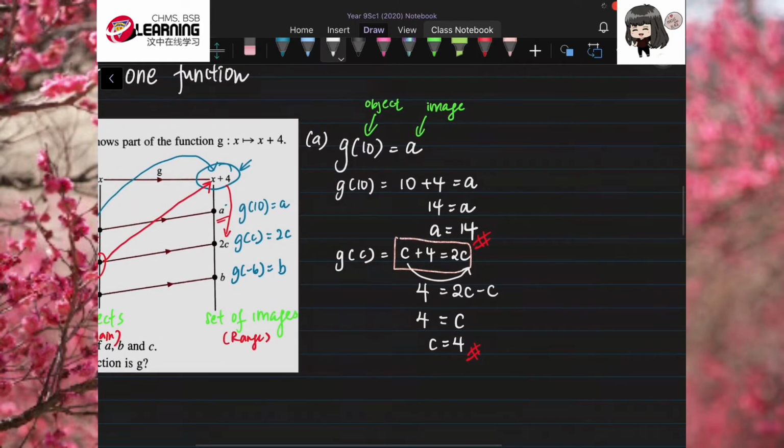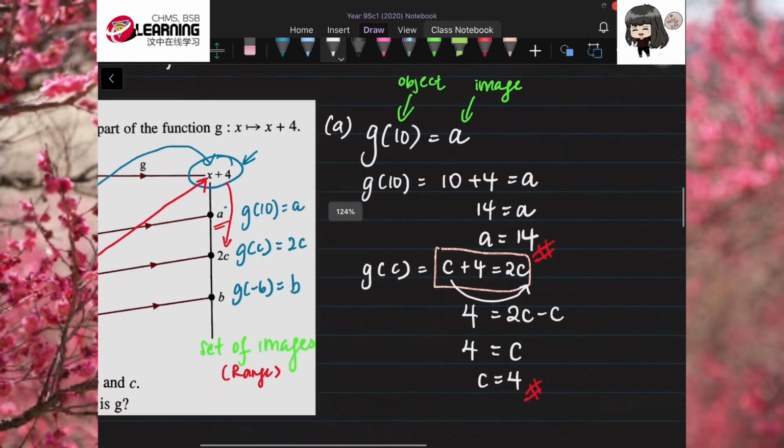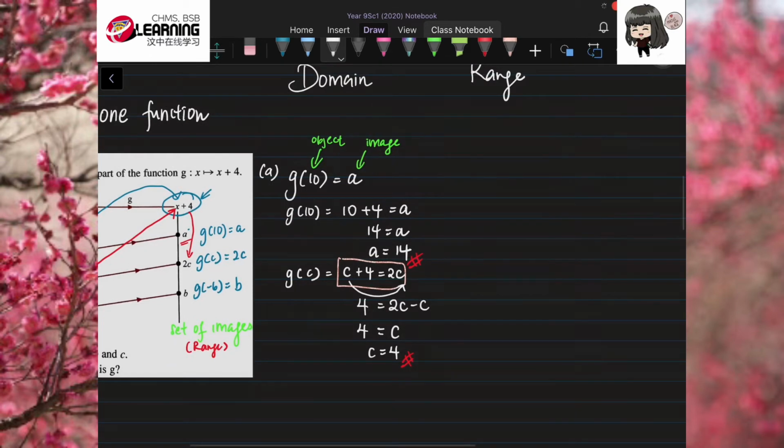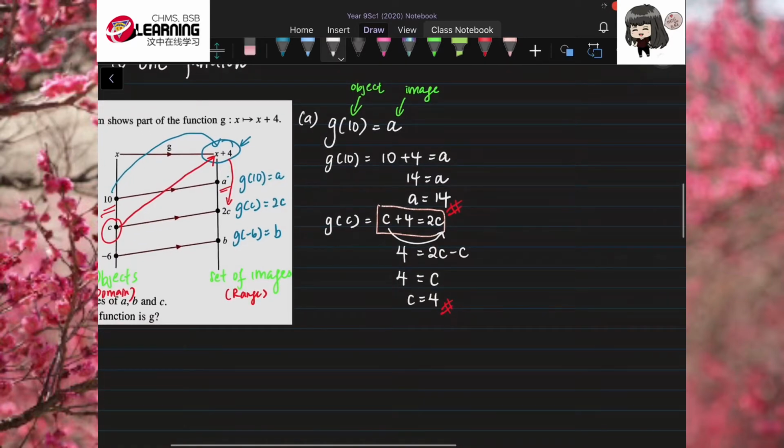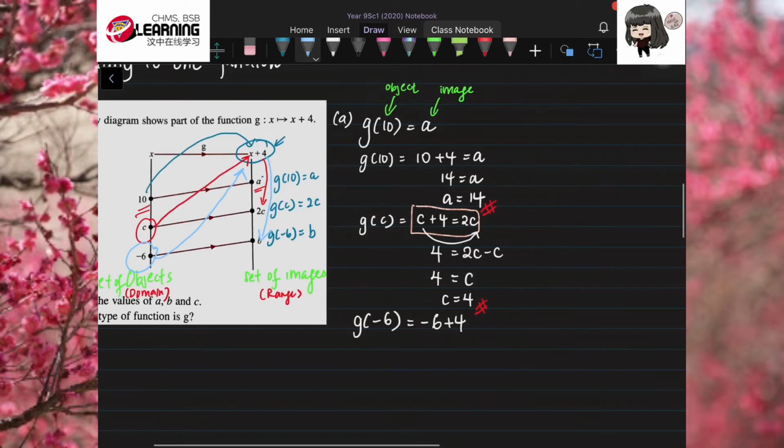Okay, and the last one, g of negative 6 equals b. Okay, so g of negative 6 is equal to b. I will write down at the bottom here. G of negative 6, so you sub into the x, which is negative 6 plus 4. Again, this negative 6, you sub into the x and it gives you a b.